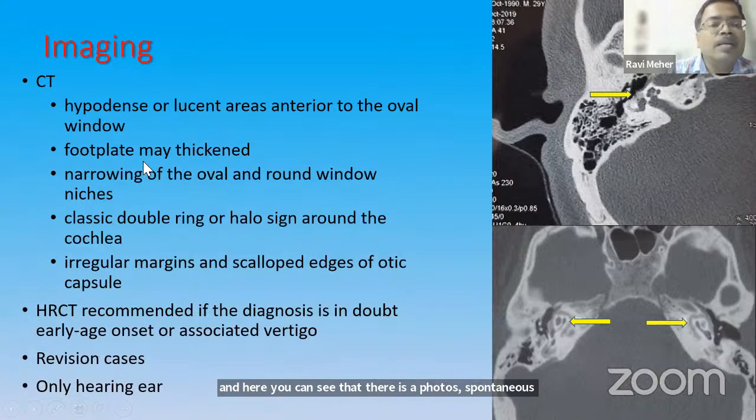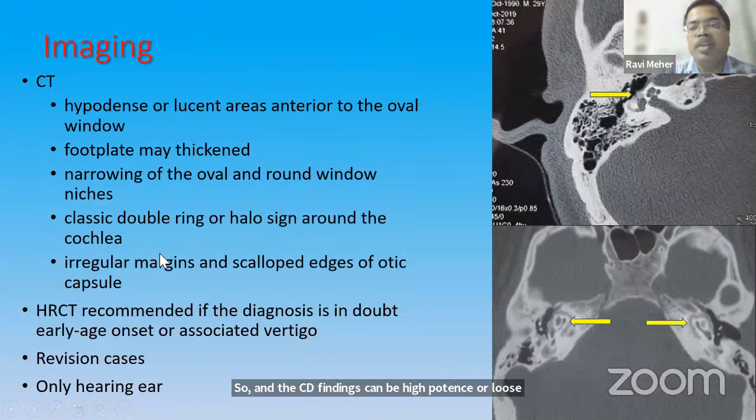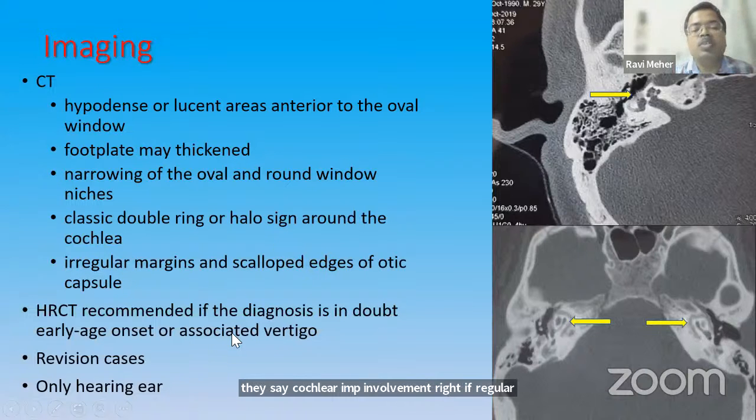And the CT findings can be hypodense or hypolucent areas anterior to the oval window. The footplate might appear thickened. There can be narrowing of the oval window or round window. You can actually see a classical double ring or halo sign around the cochlea. This double ring or halo sign is seen in cavitary type of otosclerosis, and it suggests that there is a cochlear involvement. Right, irregular margin and scalloped edges of the otic capsule can also be seen.